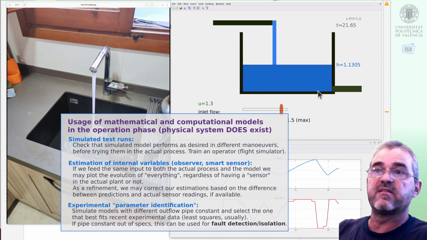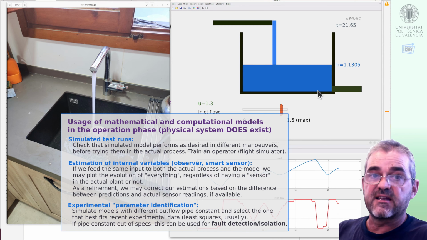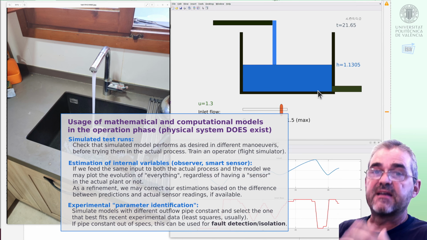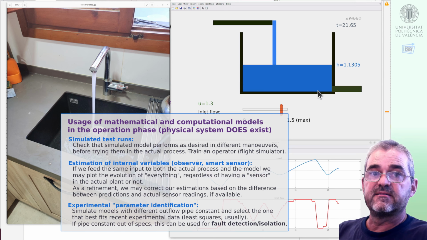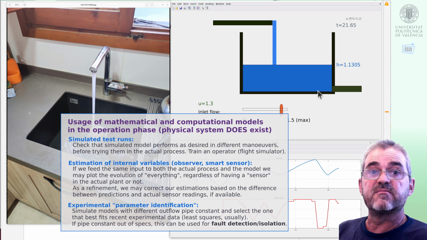Then everything is mixed together, and I can build so-called smart sensors that can mix simulation and actual readings in order to better estimate internal variables for which I do not have a sensor. So that kind of software is fed with system inputs and system sensors and computes, via simulation models, what's happening to internal variables I do not have a sensor for.